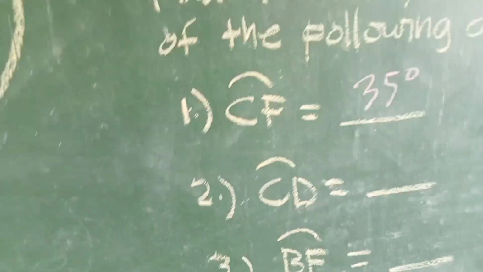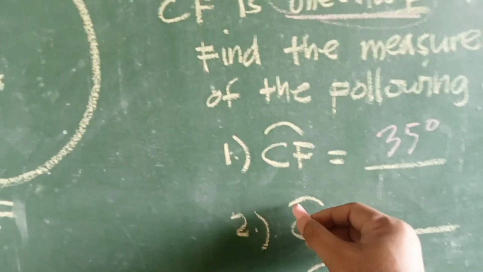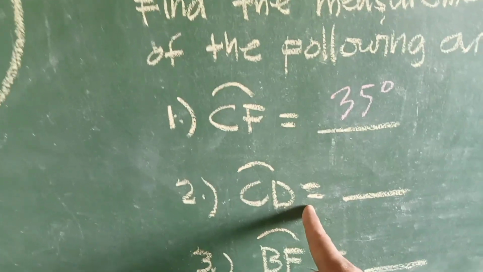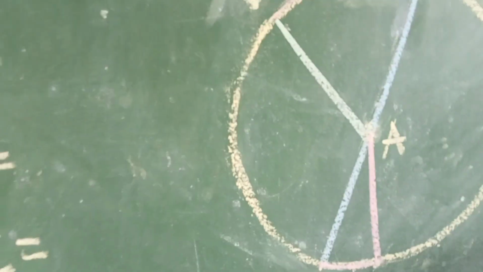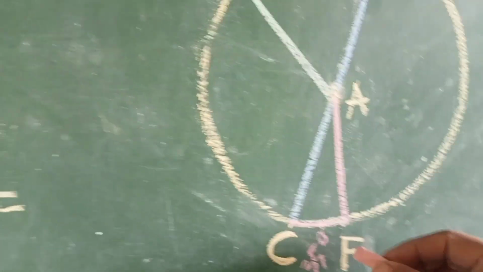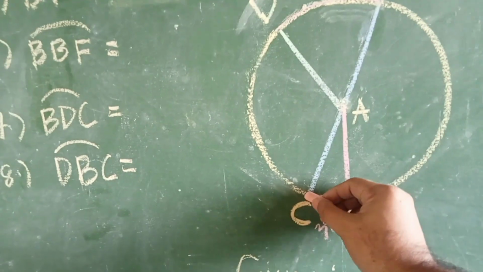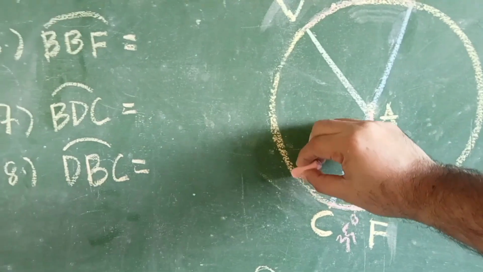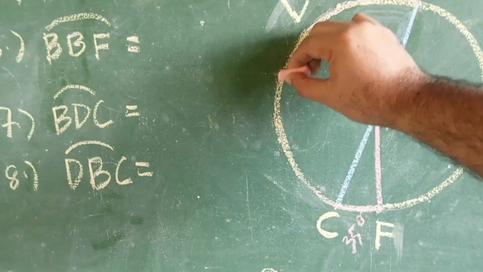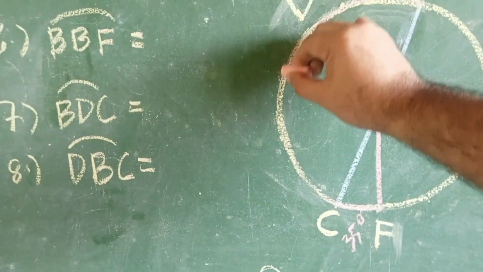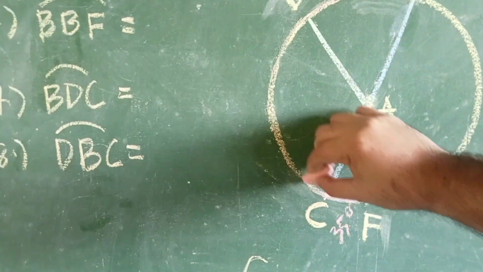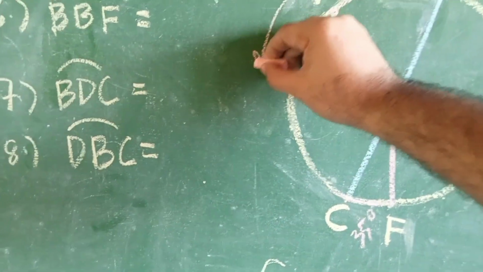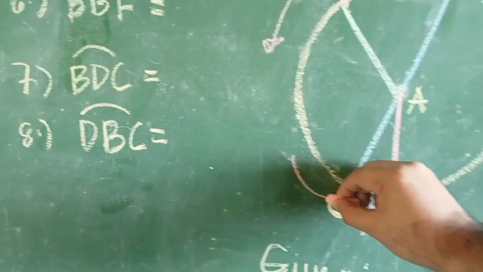Let's continue. So next is, what is the measure of arc CD? Okay, so try to locate. So where is arc CD? So arc CD starts from point C, moving clockwise along the arc, the portion from point C up to D. So what is the measure here? This portion.